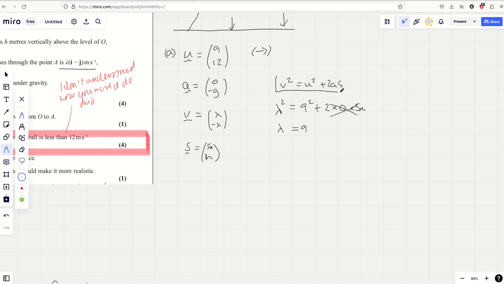I'm going to do v squared is u squared plus 2as, but with the y components. So I get minus lambda all squared, which is lambda squared, is u squared, which is 144, because it's 12 squared, minus 2gh this time. But I know lambda is 9, so that's 81 is 144 minus 2gh, and so just like you, I end up with h equals 3.2.